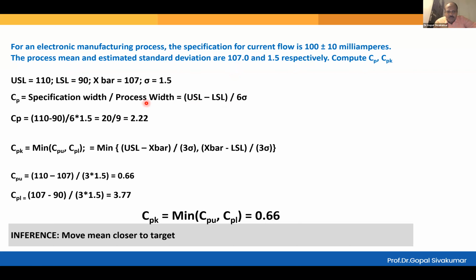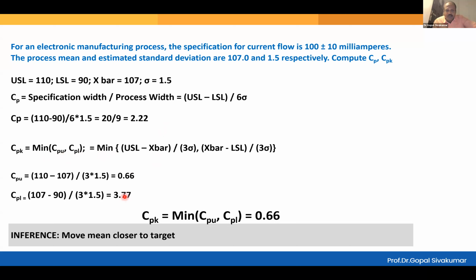Now one of you or all of you, tell me what you understand by seeing a Cp of 2.22? Very capable. Capable, sir. No, you have not listened to me very carefully. By looking at Cp, you can only comment about consistency. The process is highly consistent, highly stable. I don't know whether it is capable or not. To comment about the capability, you must look at Cpk. So calculate Cpk, the minimum of Cp upper and Cp lower.